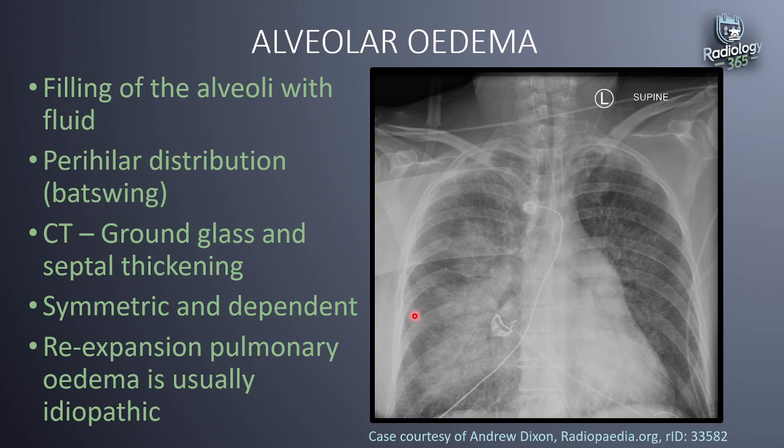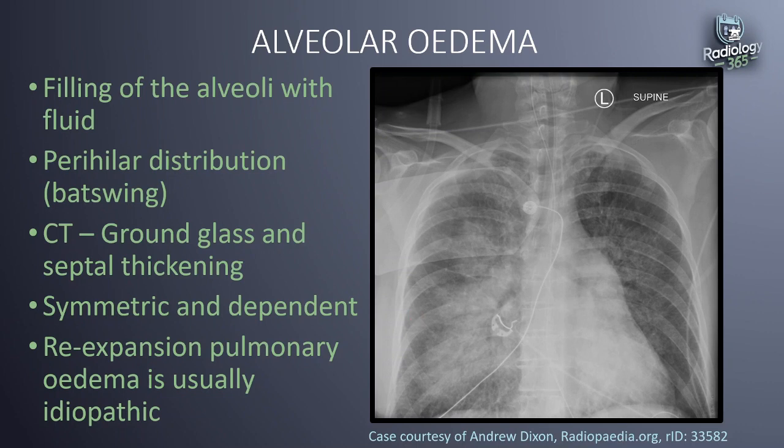Now, a classic cause of asymmetric pulmonary edema, where you would have isolated right upper lobe pulmonary edema, is acute mitral regurgitation, secondary to some myocardial infarction or maybe papillary muscle rupture.